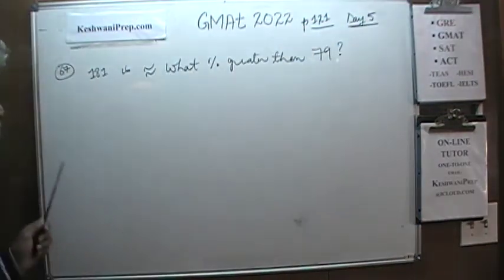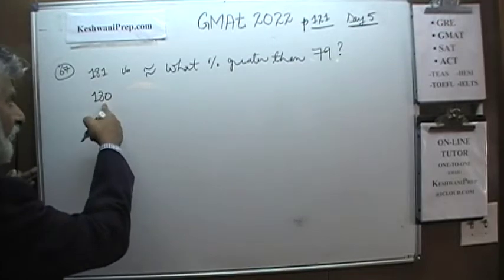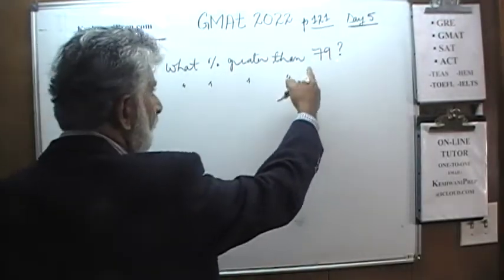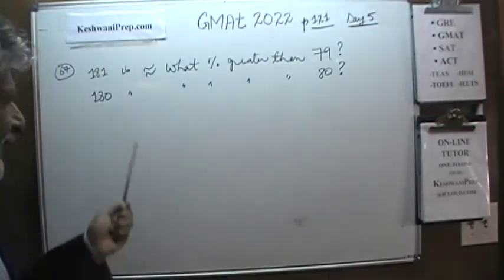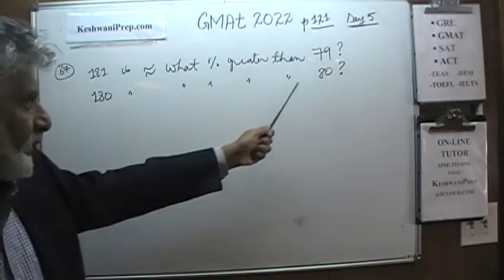Since they're looking for approximation, that's exactly what we're going to do. We're not going to worry about the exact calculation. So we're going to pretend that 181 is 180. And the question now becomes, 180 is what percentage greater than, instead of 79, let's use 80. We're going to answer that question. 180 is what percentage greater than 80?